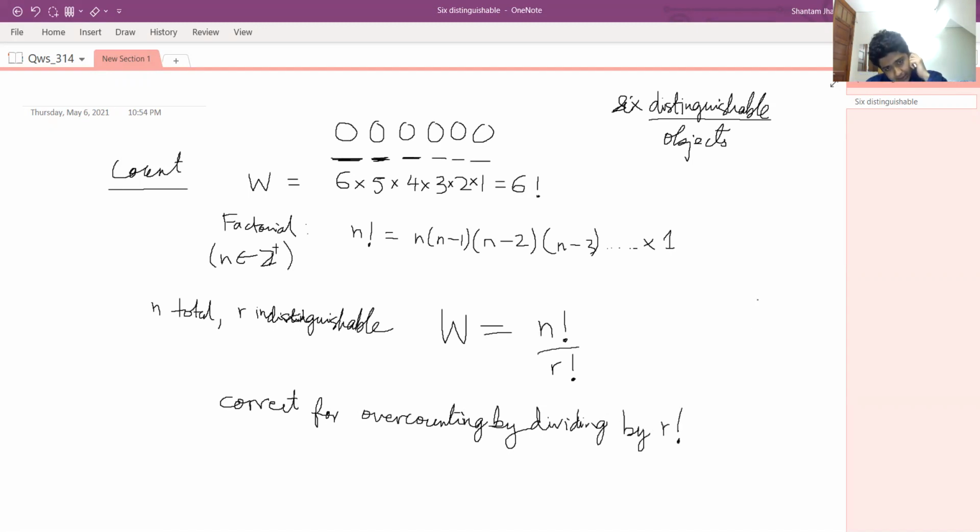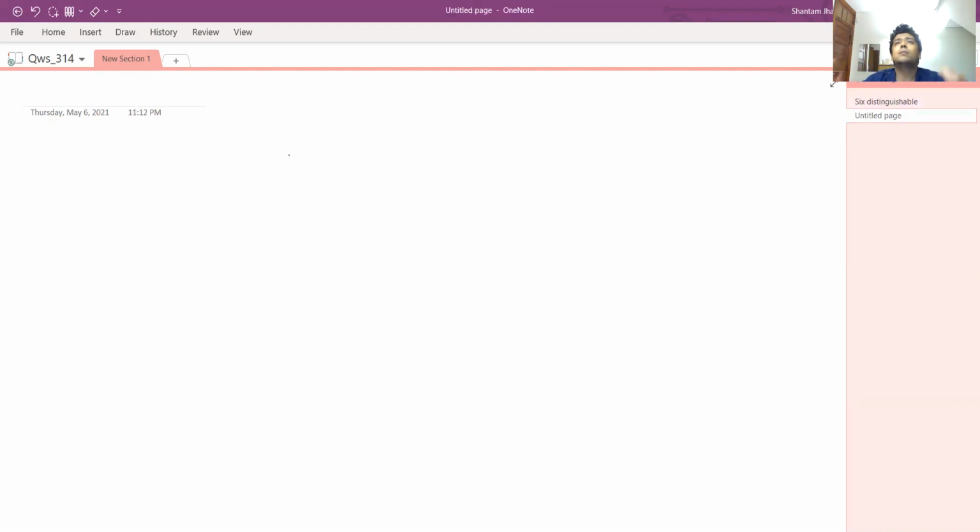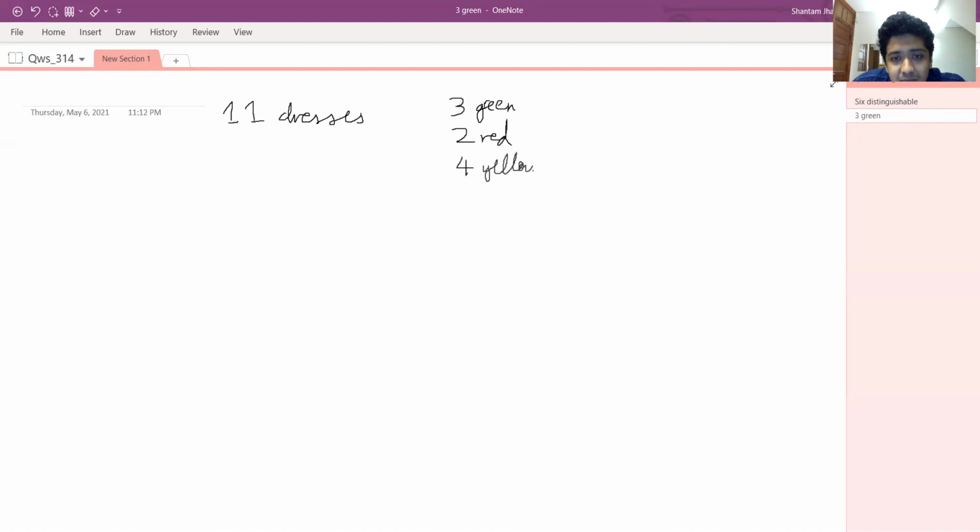Awesome. That's great. Let's do a quick example. Let's take a peek into Mariel's closet, okay? And we find there 11 dresses, where 3 of them are green, 2 of them are red, 4 yellow, 1 purple, and 1 white. What does that make? 5 plus 4, 9 plus 2, 11.